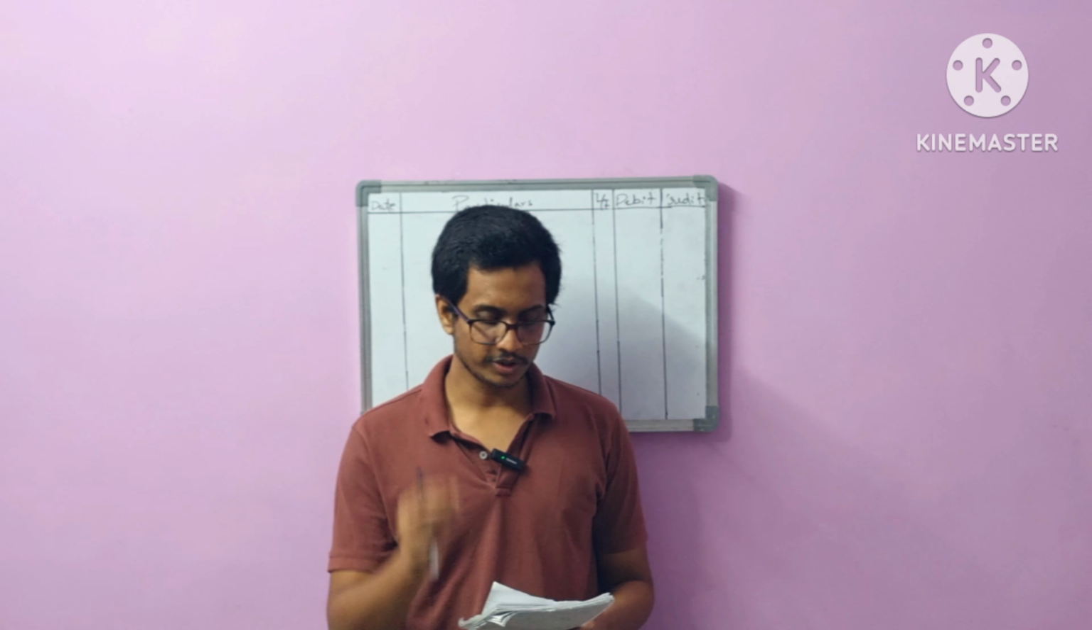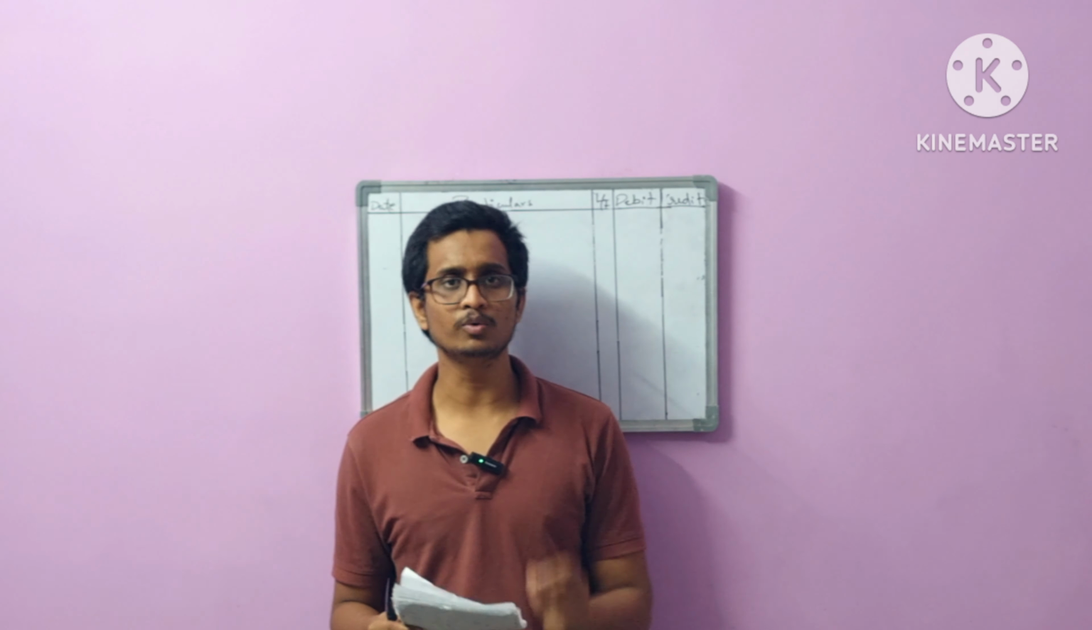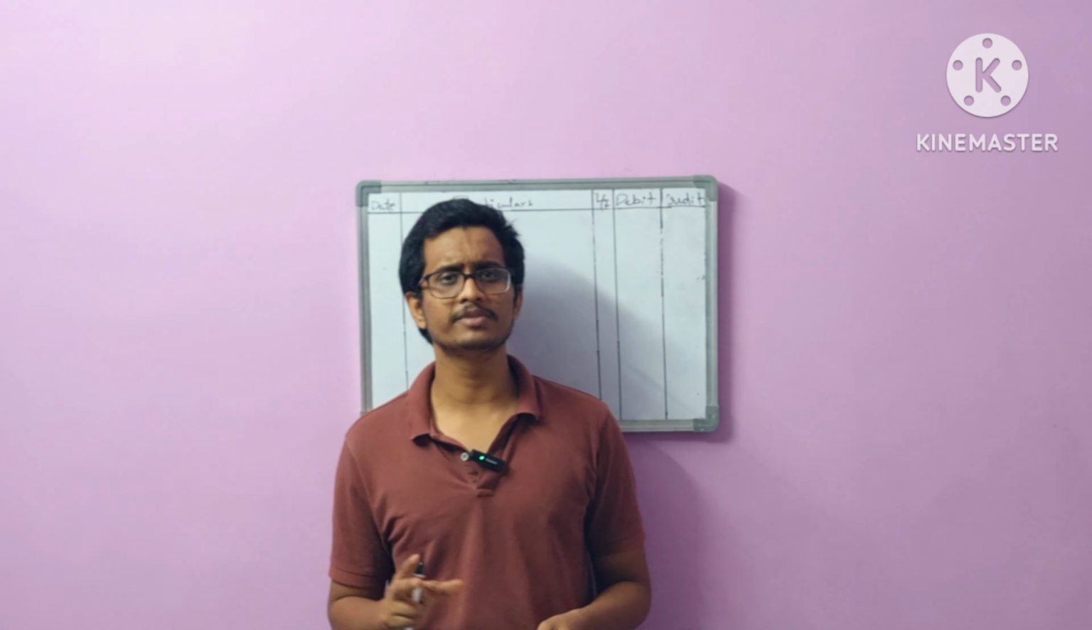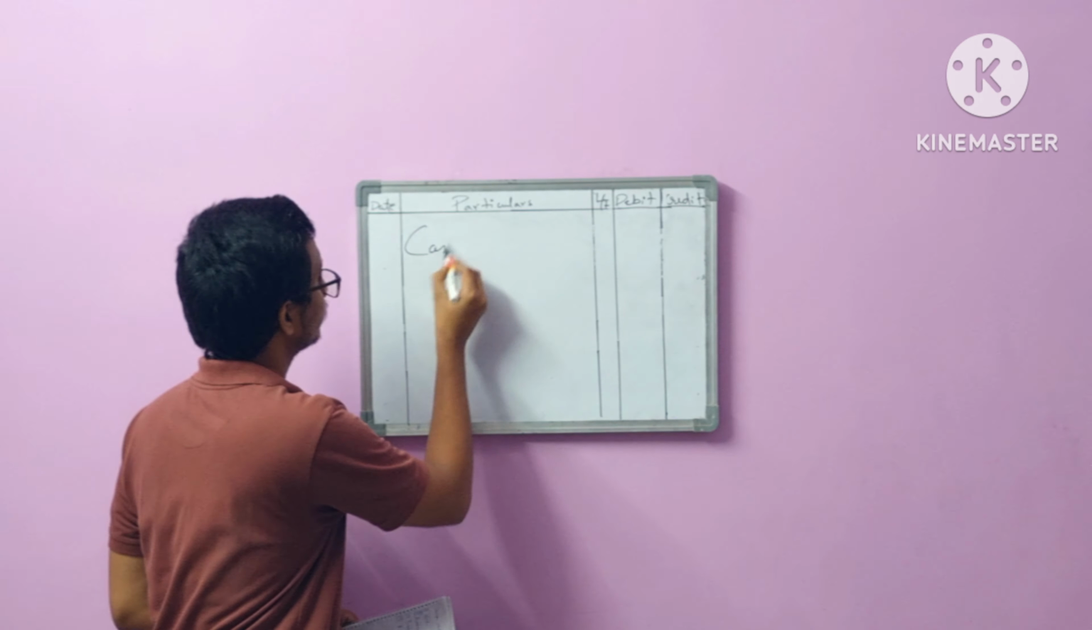Transaction 4. Furniture sold to Pawan for cash. Here in this transaction, it is explicitly mentioned that the goods have been sold on cash basis. So what is coming into the business? Cash is coming into the business, right? So I'll write cash account.